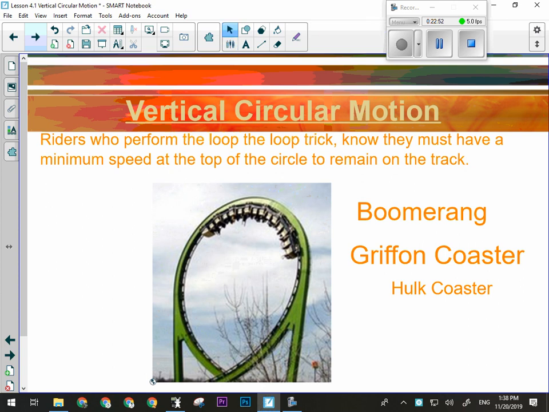All right, so I'm going to show you a couple of the other roller coasters. They have these loops on them. I'm going to show you, well, Boomerang doesn't work anymore, but Griffin hopefully will still work. So I'll show you what that one looks like, and how they use Immelmans. Immelmans are these loops.